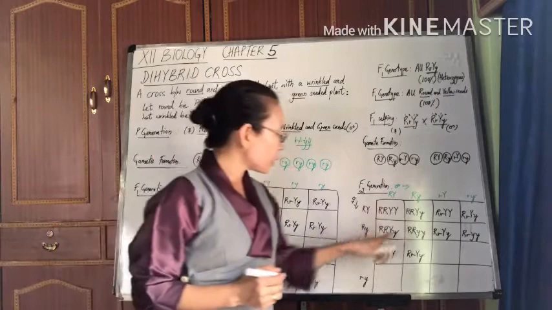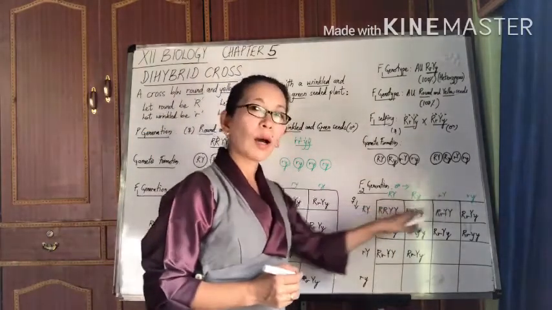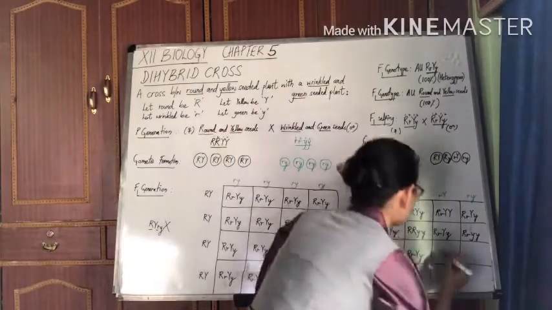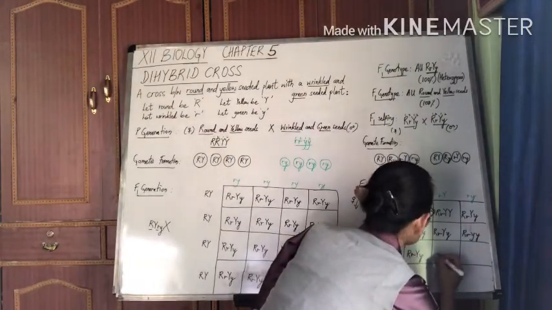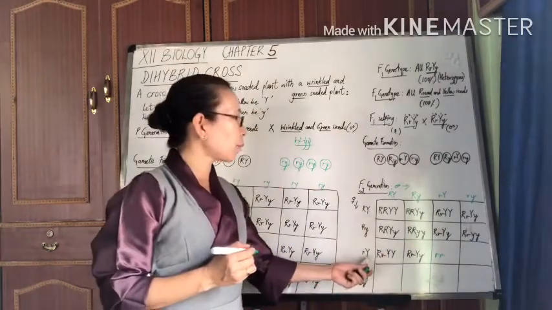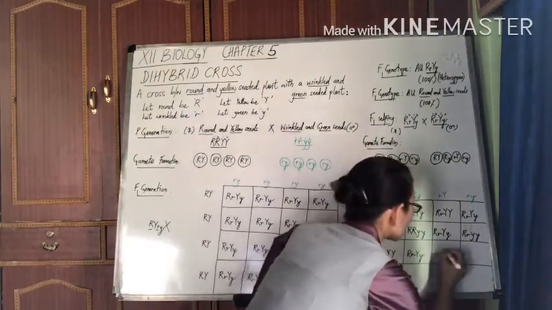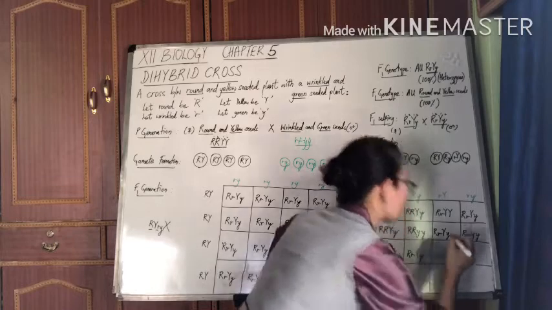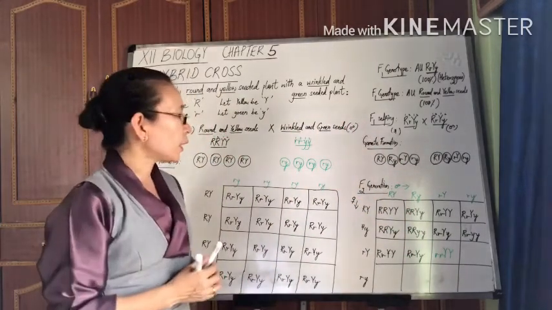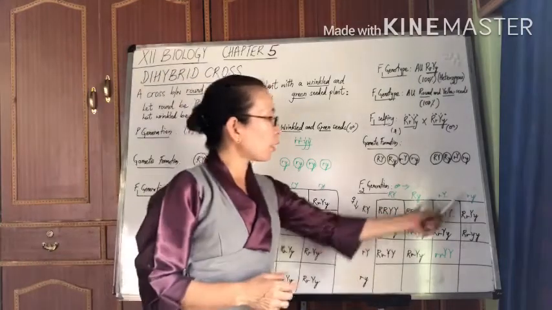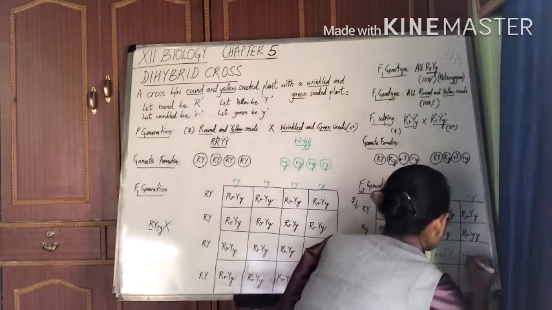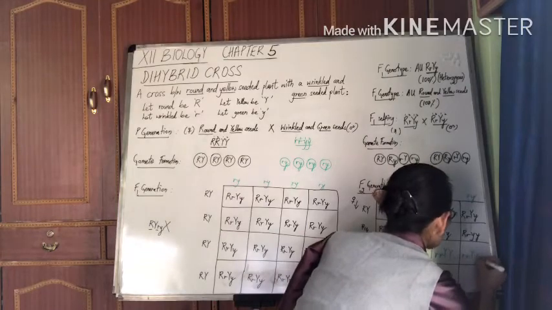Next one is small r, small r, and capital Y, capital Y. Then the next one is small r, small r, capital Y, small y.